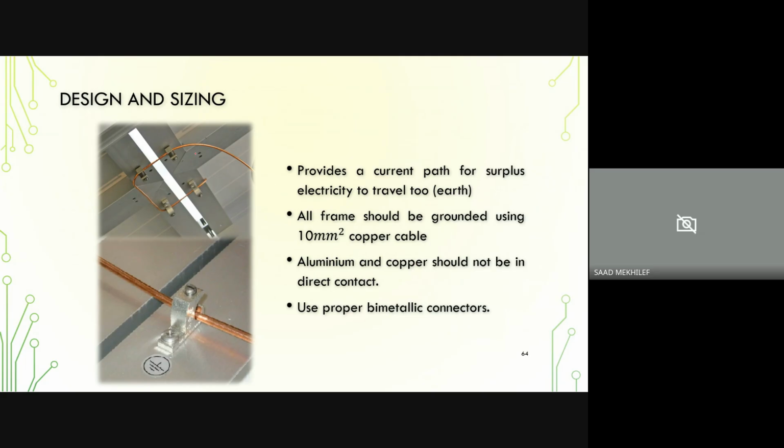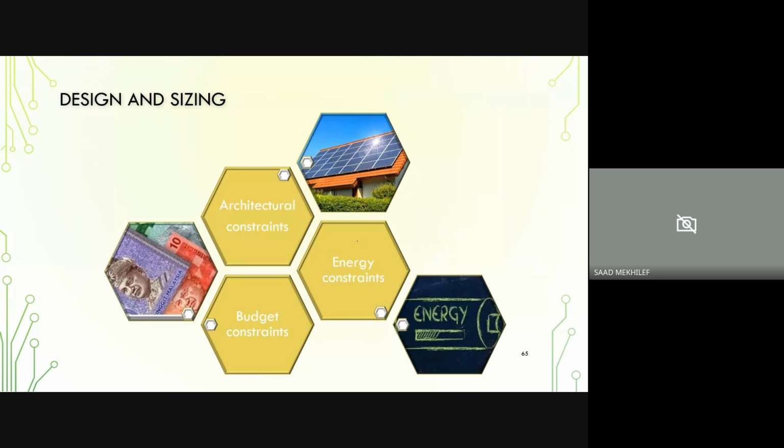If you look into the design here, the grounding is very important. You see, we need to have proper grounding of our panels. Especially, all the frames should be grounded using 10 mm copper cables. So very, very important. This is for what we call protections.